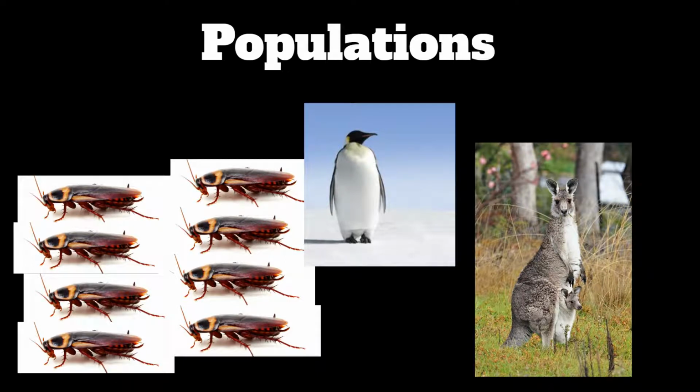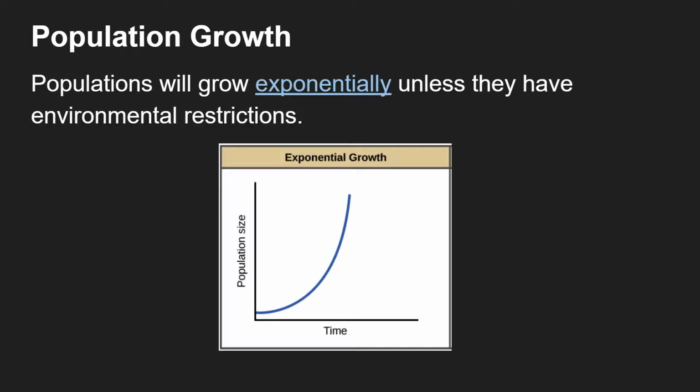Now, we're going to be looking at populations, which is a good tangent right off of ecology, and it's going to study groups of different species in an area. This is going to be over 2 videos, but we're going to look at cockroaches, penguins, kangaroos, and a lot of different organisms.